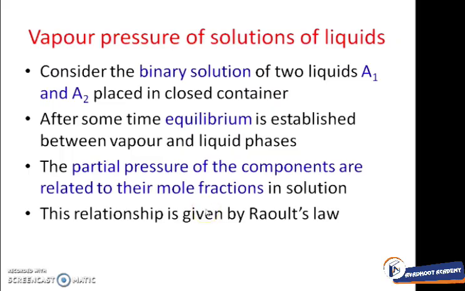Now, vapor pressure of solutions of two liquids. Consider one binary solution of two volatile liquids A1 and A2, placed in a closed container, and these two liquids are miscible with each other. They form a homogeneous solution, that is, the binary solution. As I explained earlier, after some time there will be dynamic equilibrium, and this equilibrium will be established between vapor phase and liquid phase.